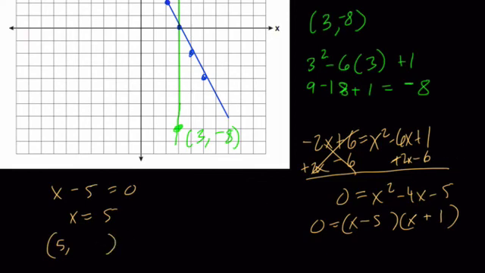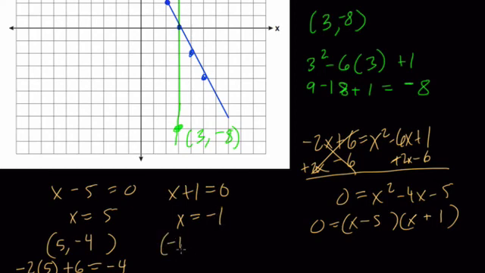Plug 5 into your equations to find the value of the point. So our linear equation is negative 2 times 5 plus 6. That's negative 10 plus 6, which is negative 4. Right? So that's one of our points. The other point is x plus 1 equals 0. Subtract 1 from both sides. X equals negative 1. Okay, so that means our line and quadratic meet at negative 1 something. Plug negative 1 into your line to find where they meet, right? So negative 2 times negative 1 is positive 2, plus 6 is 8.